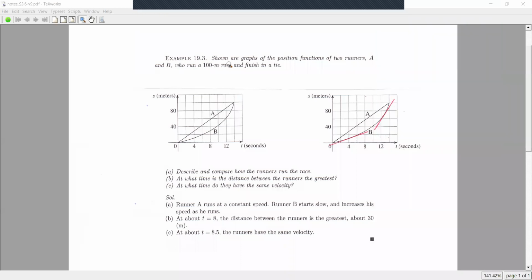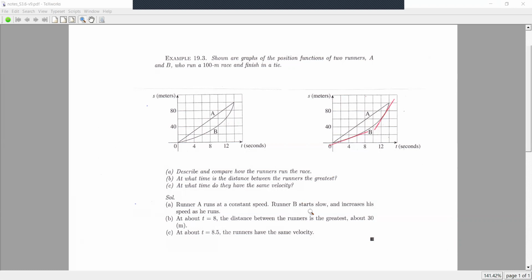Example 3. In this diagram are the graphs of the position functions of two runners, A and B, who run a 100-meter race and finish in a tie. Part A. Describe and compare how the runners run the race. Runner A runs at a constant speed because the graph of the position function for runner A is a line. A line has constant slope.